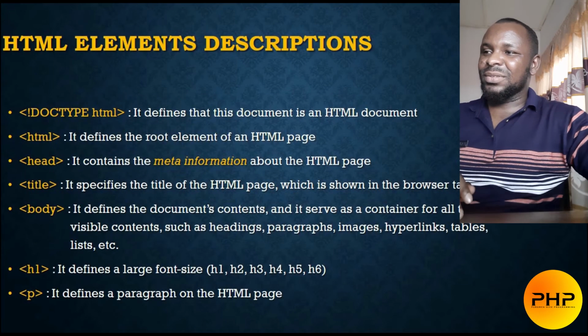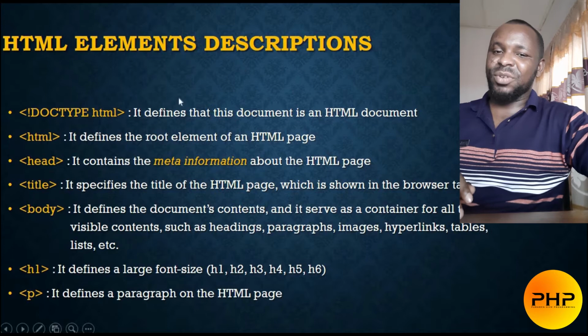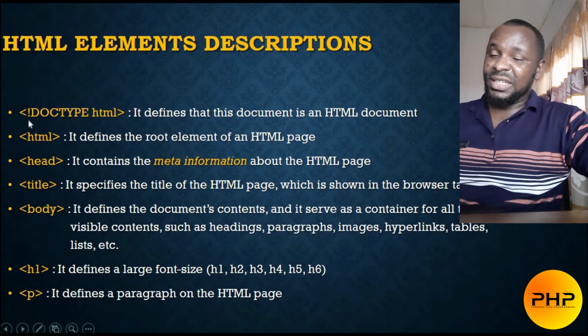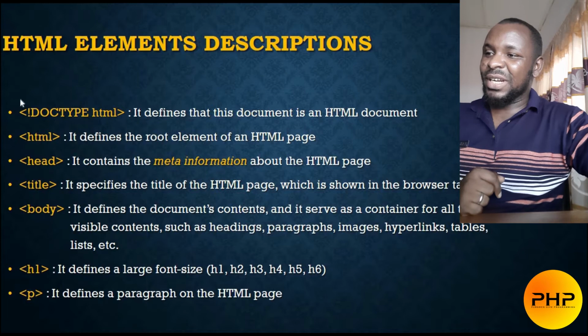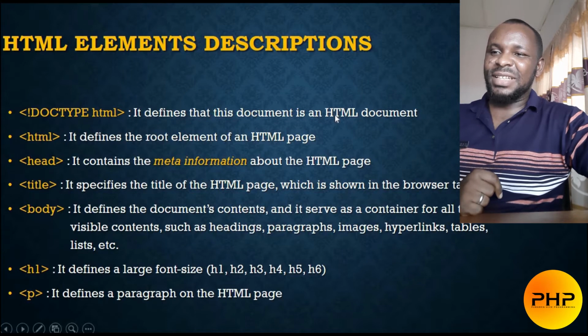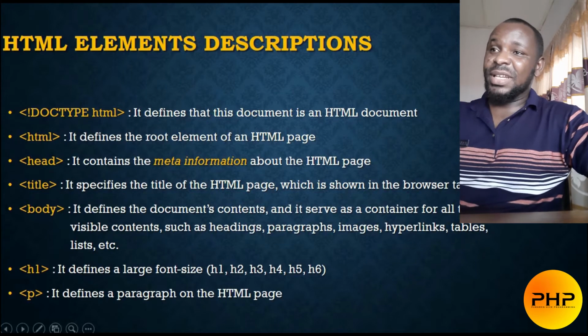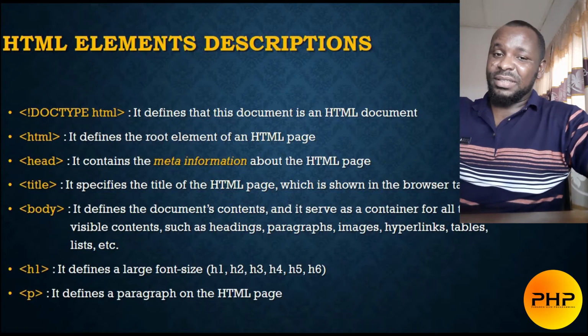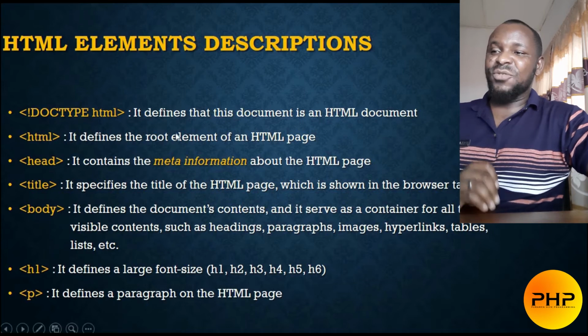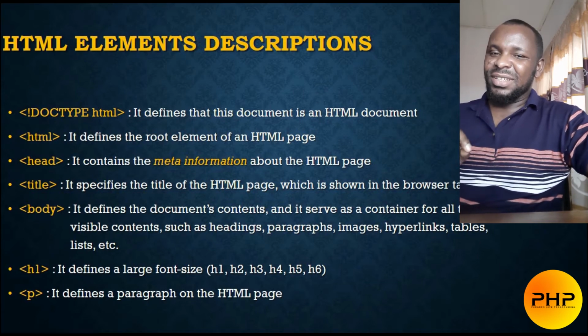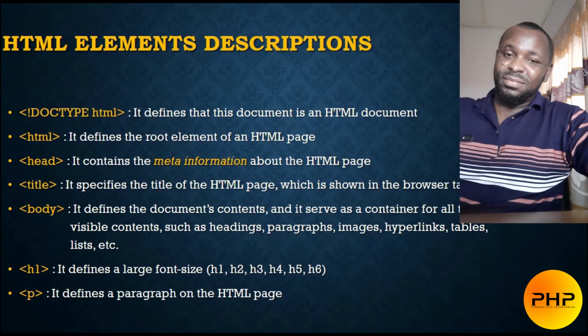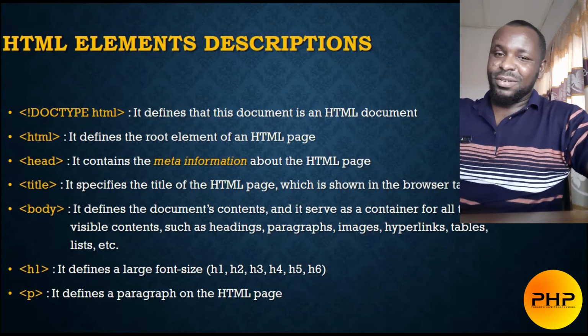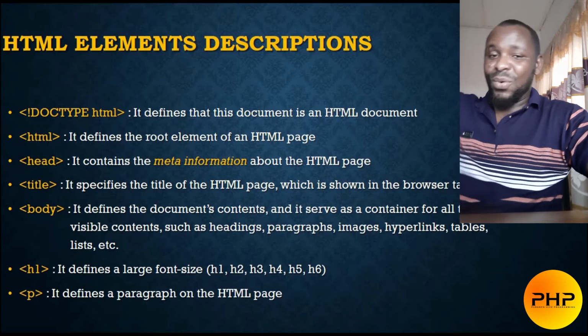So let's move on to the HTML element descriptions. Previously in the last slide, we saw the doc type to be doc type HTML, and it defines that this document is an HTML document. As soon as you see that, it defines the content below it. The contents are all HTML content. Then we have the HTML here, and it defines the root element of the HTML page. It also tells you that I am the root, I'm the parent container of the whole page.